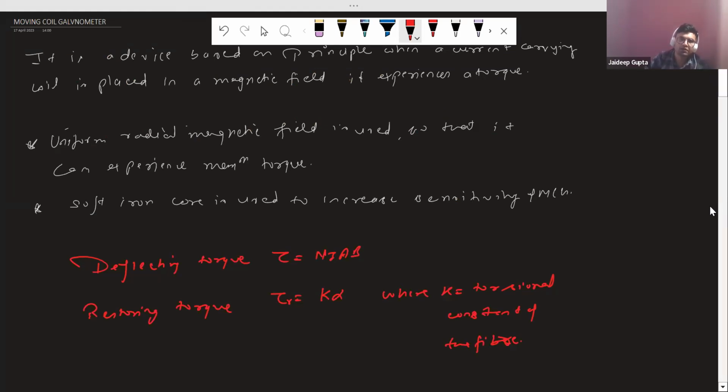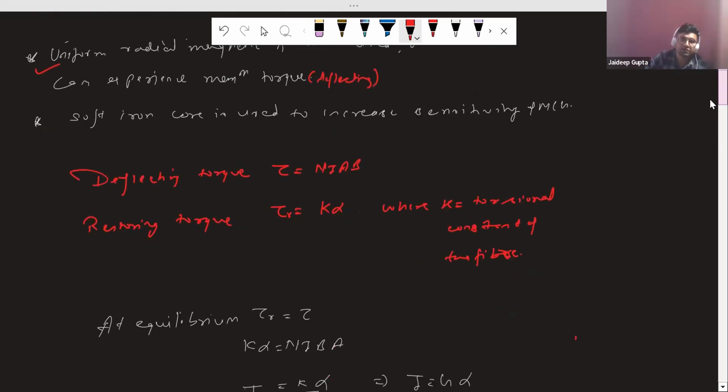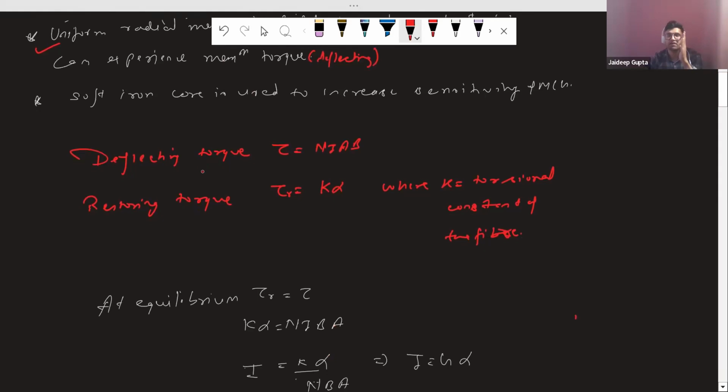Now, moving coil galvanometer. A galvanometer is a device to detect current. Its principle is that when a current carrying coil is placed in a magnetic field, it experiences a torque. In a moving coil galvanometer, a uniform magnetic field is used so that it can experience maximum deflecting torque. A soft iron core is used to increase the sensitivity, because soft iron is ferromagnetic in nature. Deflecting torque equals NIBA, with theta 90 degrees because the field is radial.